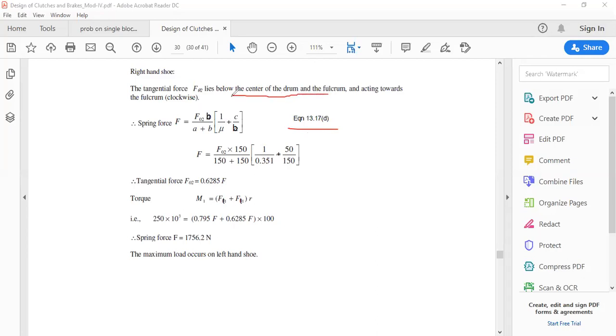So that is nothing but Ft that lies below the center of drum as well as fulcrum point, and then towards the fulcrum, it is the line of action of Ft that acts towards the fulcrum. So Ft2 is the only unknown term here, F is also unknown, so this value is to be calculated in terms of F. So this is the second one.